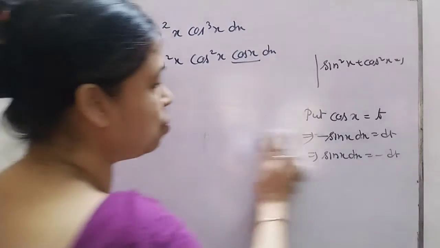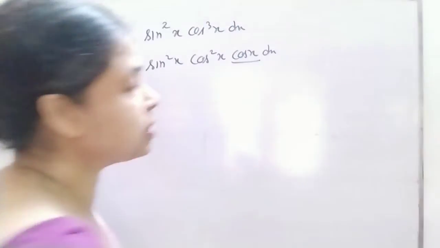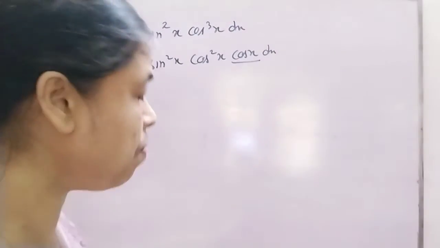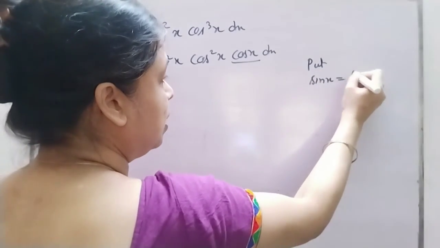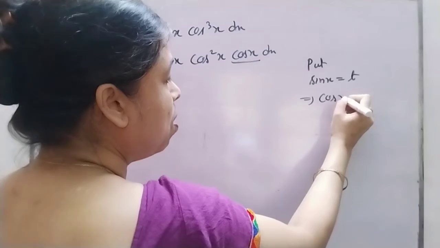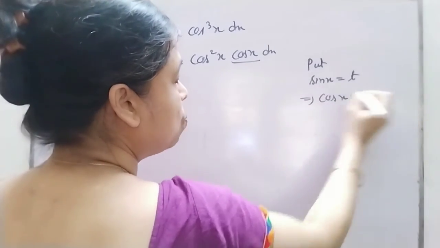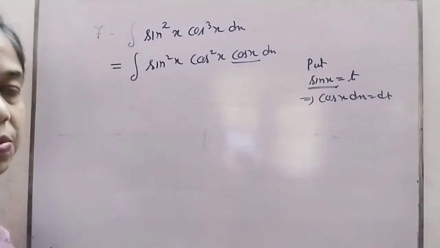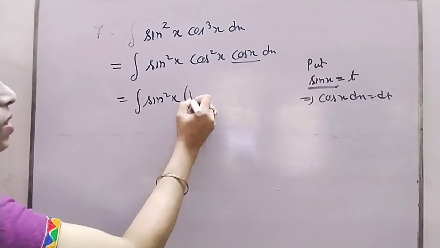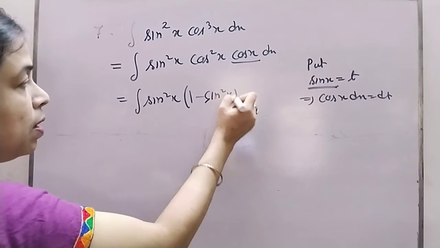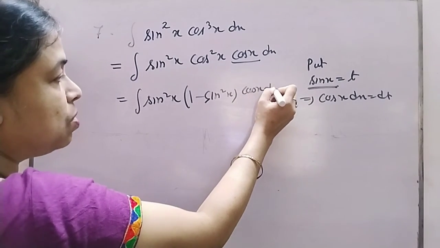So what is the substitution I have to use to get cos x dx? I have to use the substitution of sin x. So you have to put sin x equal to t, derivative of sin x will give you cos x dx equal to dt. So everything you have to change in terms of sine. Then what will happen: sin square you keep as it is, cos square you change in terms of sine this way, and cos x into dx is there.